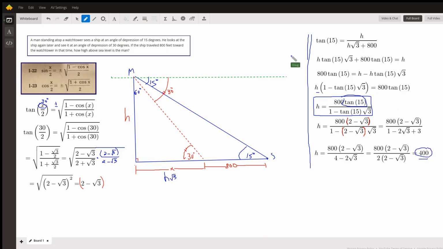But now here's the simple way. In this triangle over here, this 30, 60, 90 right triangle, h radical 3 was the long leg. In that triangle, the hypotenuse is twice the short leg, so I can put a 2h here. And oh, by the way, if this is 30 degrees and this is 15, then this is 15.